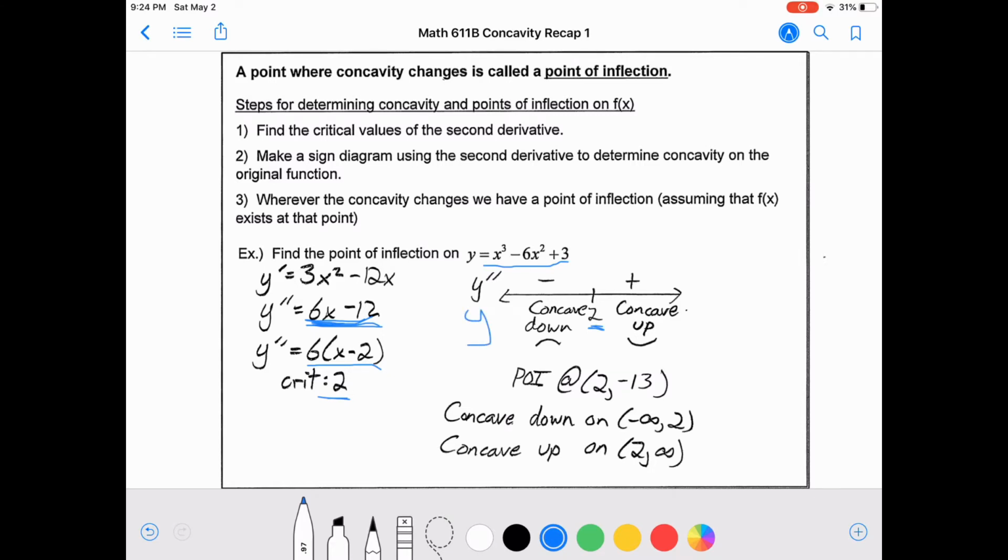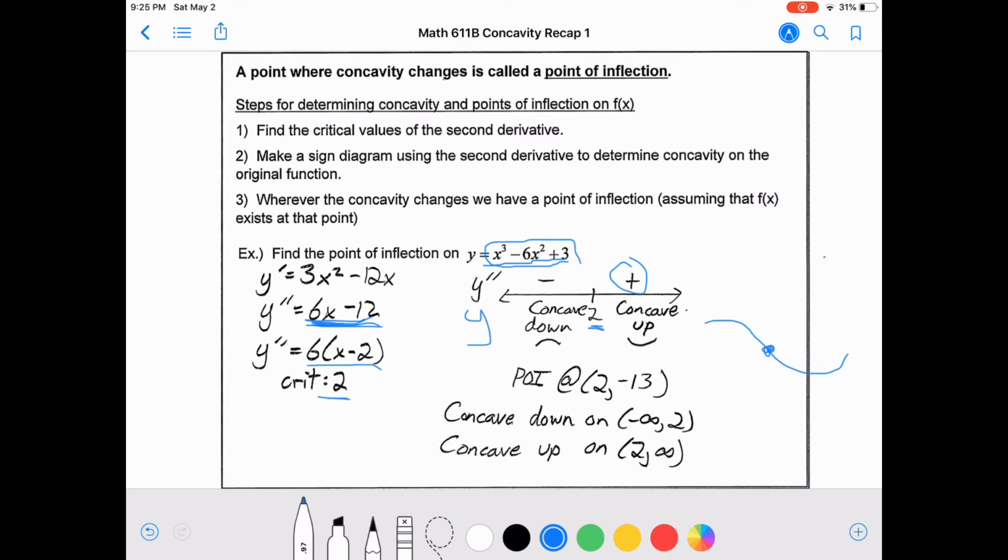If I put a number bigger than 2 into the second derivative, I'll get a positive value. You can see that here. And that means it goes concave up. In other words, what's happening around 2 is it's going from concave down to concave up. This is going to be our point of inflection that we found. It's at an x value of 2, and to find its corresponding y, I just throw it into the original function over here, and I'll get negative 13.